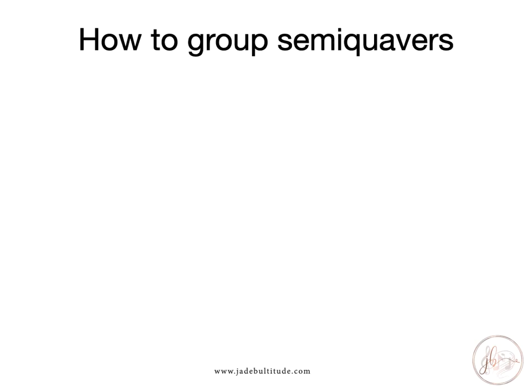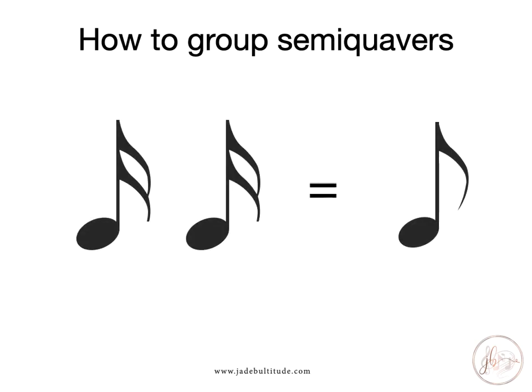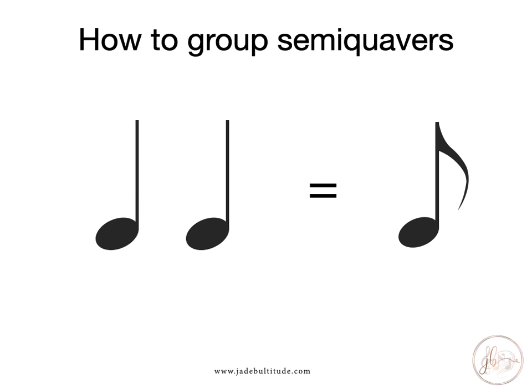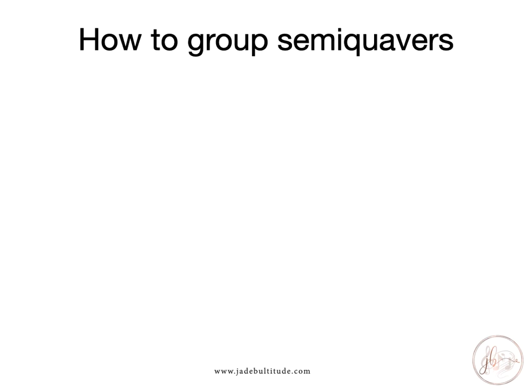But how do we group these together? As you can see here, we have our 2 semiquavers which total a quaver. These can be joined together like this. The 2 tails come together in the middle.